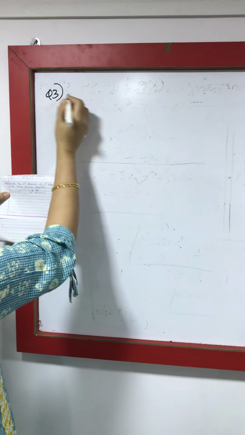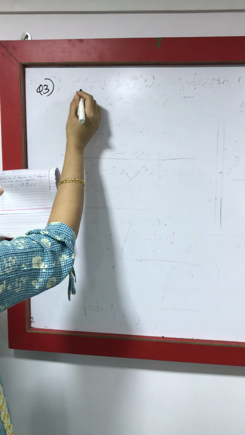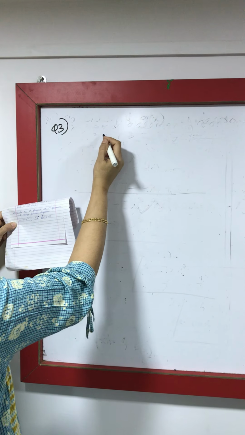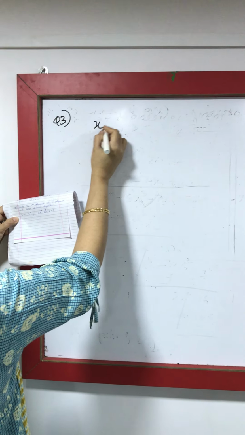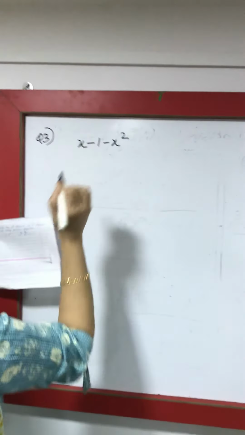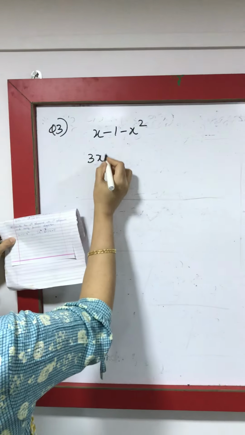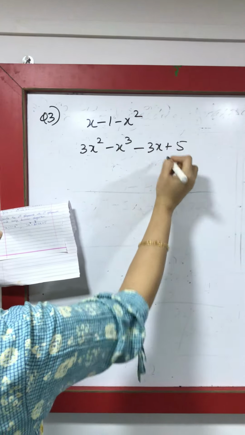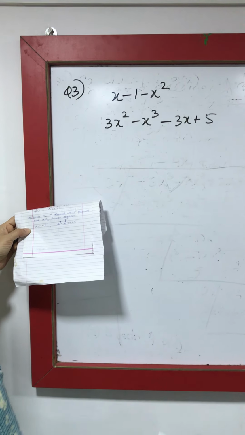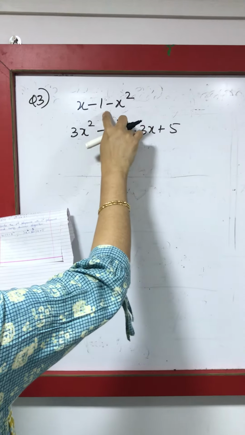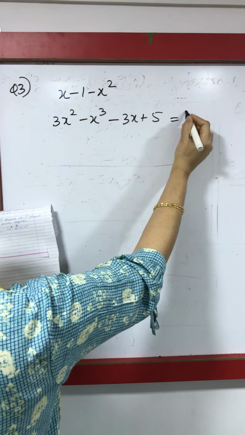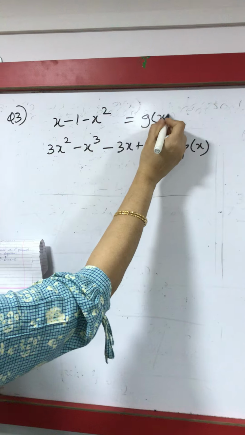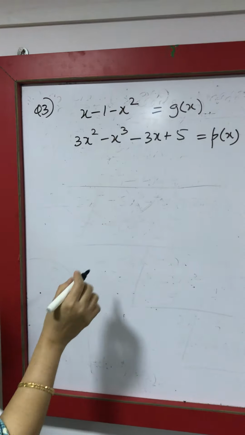Question 3. Divide second polynomial with the first polynomial and verify division algorithm. Now this was first polynomial and this was second polynomial. So we have to divide the second polynomial with the first one. So this becomes the dividend and this becomes divisor. We are doing long division.